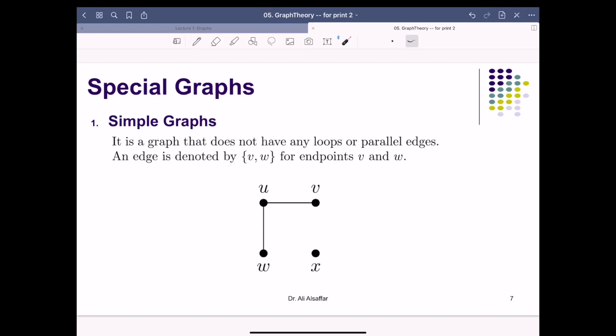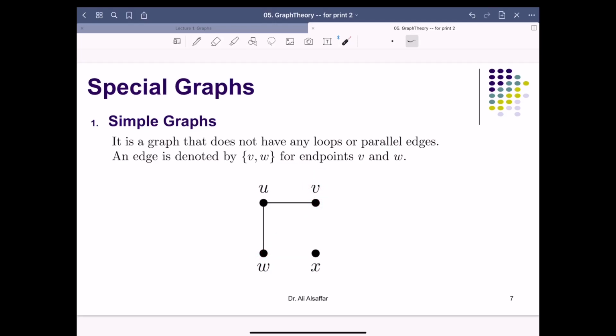We would like to study some of the special graphs, and I have numbered them. We have already talked about simple graphs. A graph is simple if it does not have loops and does not have parallel edges. This is an example. Here we don't have loops and we don't have parallel edges, so it is simple.